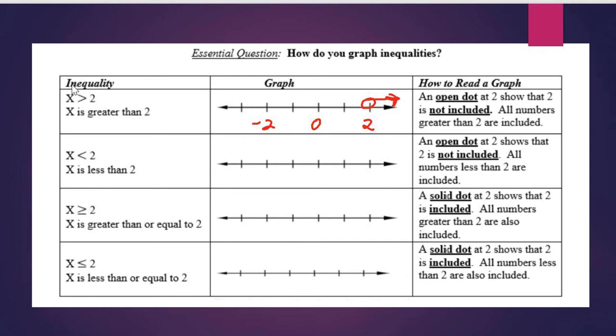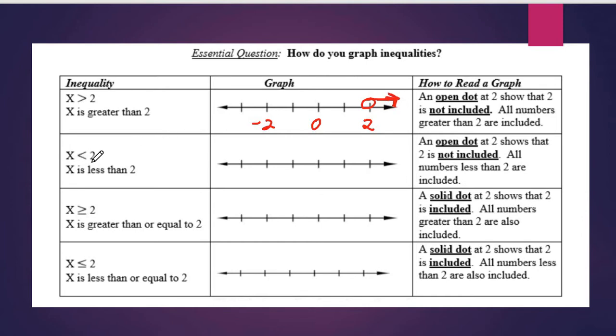So if I had 3, I could put in 3 is greater than 2. I could put in 4, 4 is greater than 2. 5 is greater than 2. If I go this way right here, then 0 is not greater than 2. So all these numbers back this way are not included. 2 is not included because 2 is not greater than 2. It's equal to, but we're not saying that it is equal to right here. We're saying that it is not included.